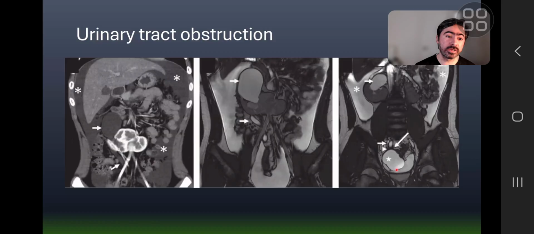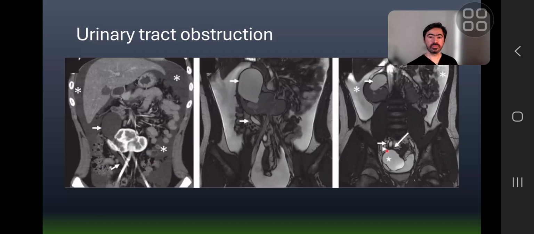And if you go back to your first images, the two images, you will see that there is extensive ascites. So if you correlate all these findings, it means that this urinoma has ruptured and there is urine-filled ascites throughout the abdomen.